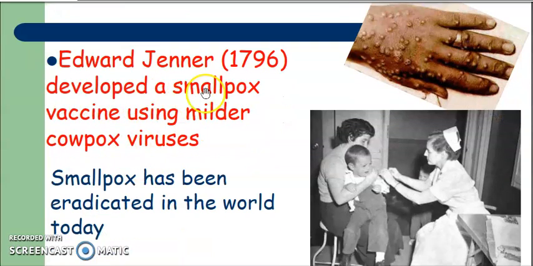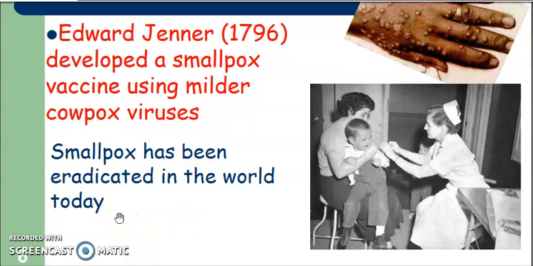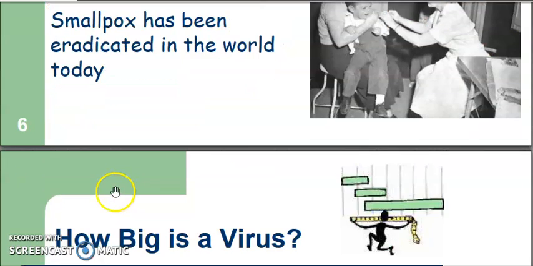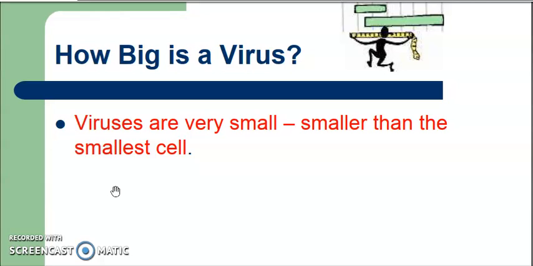Then later, in 1796, the smallpox virus was discovered, and its vaccine was made. Now we can say that smallpox has been eradicated in the world today. Almost the world is free from the smallpox virus. If we talk about the size of viruses, they are very small. Among all microorganisms, they are the smallest. They are smaller than the smallest cell. That is why they are able to enter a cell and invade it.